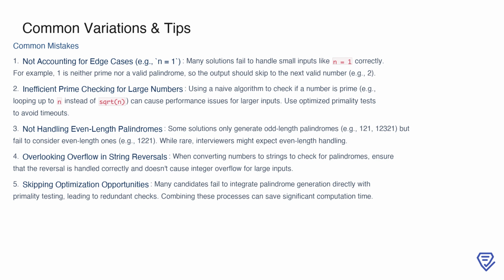Then, there's the mistake of ignoring even-length palindromes. While most examples focus on odd-length palindromes like 121 or 12,321, even-length ones like 1221 might still need to be considered, depending on the problem's constraints. Additionally, when reversing numbers to check for palindromes, be mindful of potential integer overflow, especially with larger inputs. Lastly, some solutions miss out on optimization opportunities by separating palindrome generation from primality testing. These processes can often be combined to reduce redundant checks and improve efficiency.